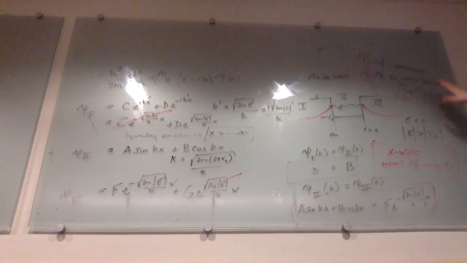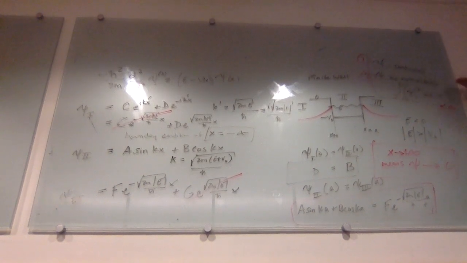Does everyone understand? So in other words, continuity gives us boundary conditions, but this also gives us another boundary condition at infinity, which is this.